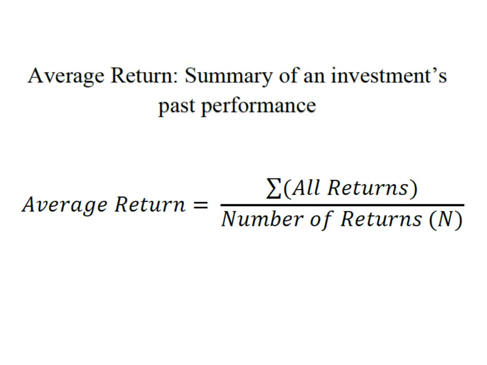So average return is simply that. It's simply a summary of an investment's past performance. In order to find this average return, we're going to take all the returns for the period that we're interested in, and sum them all together. That's what this big sigma represents. So add all of your returns together and divide it by the number of returns you have, which is denoted by n. As you can tell, this is simply a good old-fashioned arithmetic average.